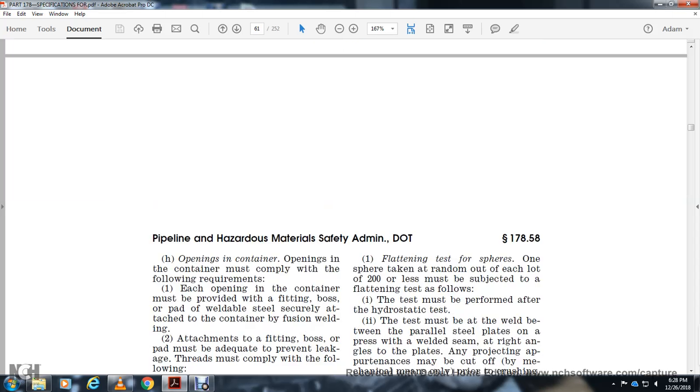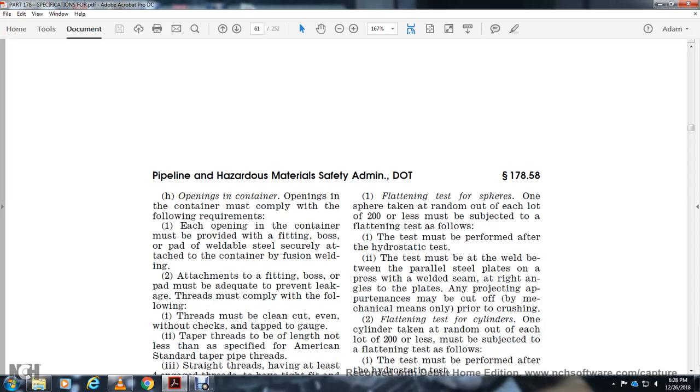Openings in the container must comply with the following requirements. Openings in the container must be provided with a fitting, boss or pad of weldable steel securely attached to the container by fusion welding. The fitting must be of adequate strength to prevent leakage. Threads must comply with the following.